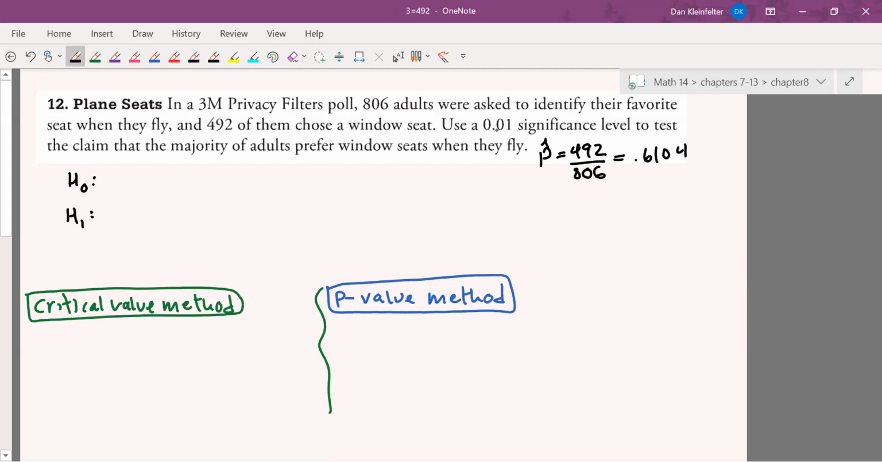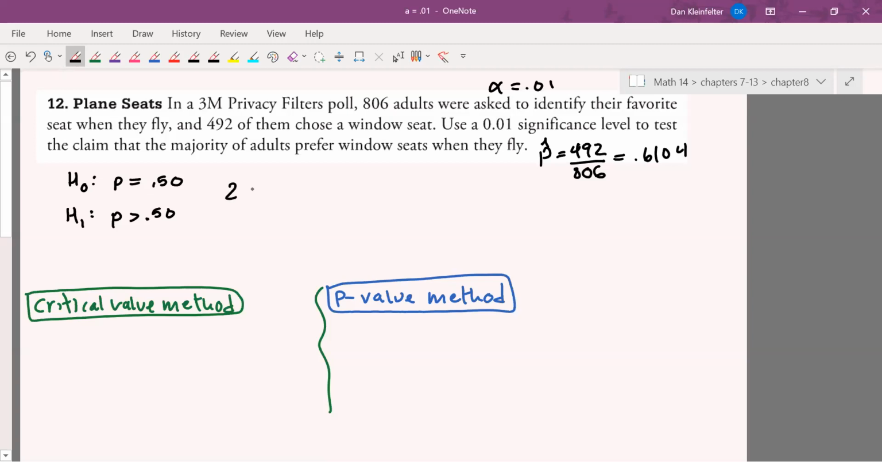We're to use a 0.01 significance level, that's our alpha, to test the claim that the majority of adults prefer window seats when they fly. On this one, it doesn't explicitly state a percentage, but you have to think of what constitutes a majority. The majority would be most, or more than half, right? So majority of adults basically means that the proportion is bigger than 0.50, and the null hypothesis is that it's equal to 0.50.